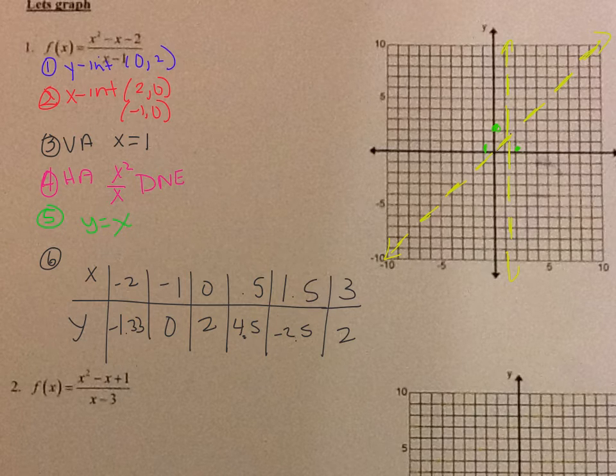All right, now let's plot the other points. I have negative 2 is negative 1.33, so it's really close to that asymptote. I have negative 1, 0, and 0, 2, and then 0.5, 4.5, so it's up here. So my graph is going to look like this. And on the other side, I have 1.5, negative 2.5, so that's down here. And then I have 3, 2, which is up here. So that graph is going to look like this.